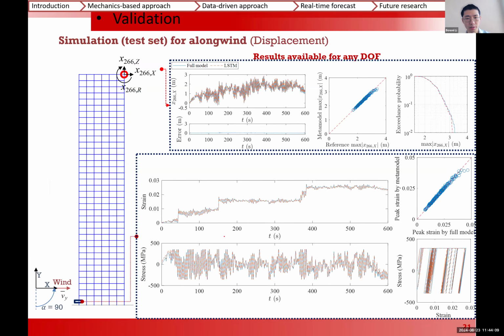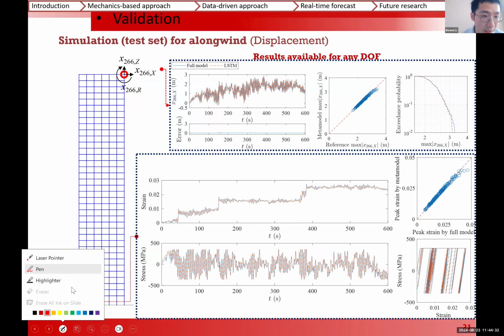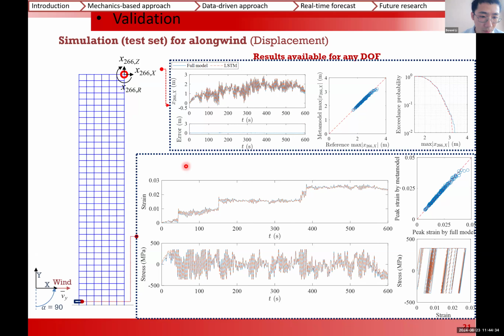And here is the accuracy of the meta model that we have. On the above is a comparison for the global displacement, and below is a comparison for the local hysteretic curves. In the above, the first figure here, probably it's better that I have a laser pointer. Okay, I think that is more helpful. Sorry about that. The first figure here is a comparison for a response time history.